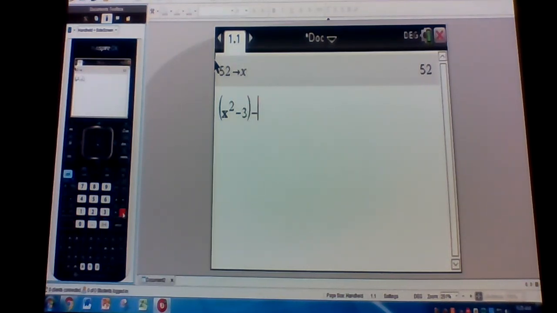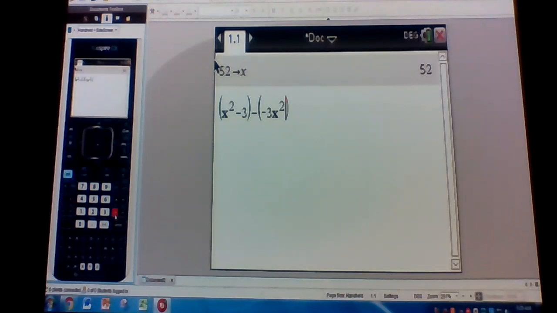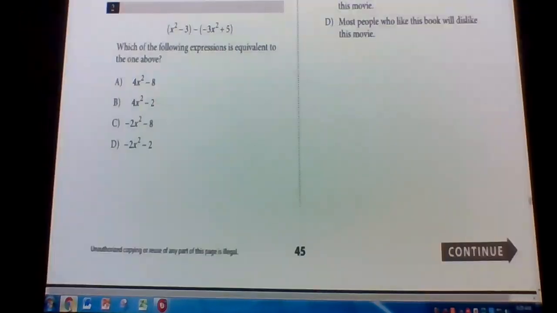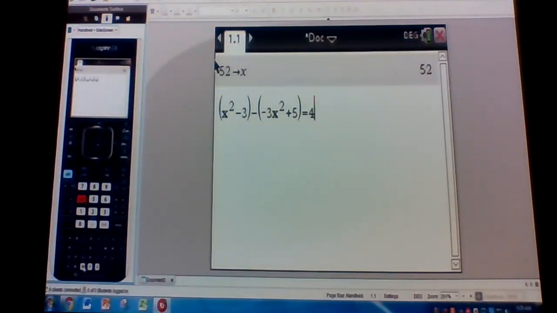Close parentheses, minus parentheses, I think it was negative 3x squared plus 5. Then you want to set that equal to answer choice A, which is 4x squared minus 8. We hit enter, and it tells us true, so we know that's the answer.